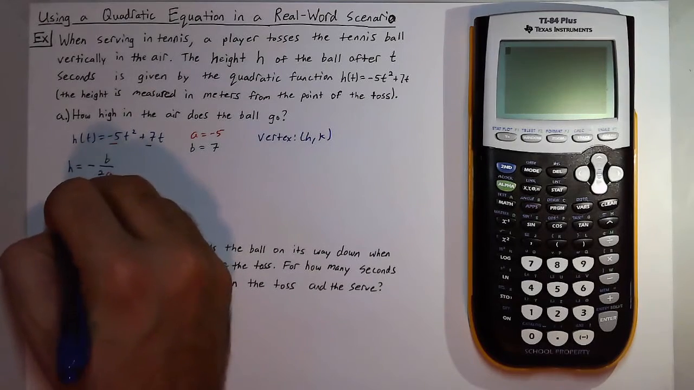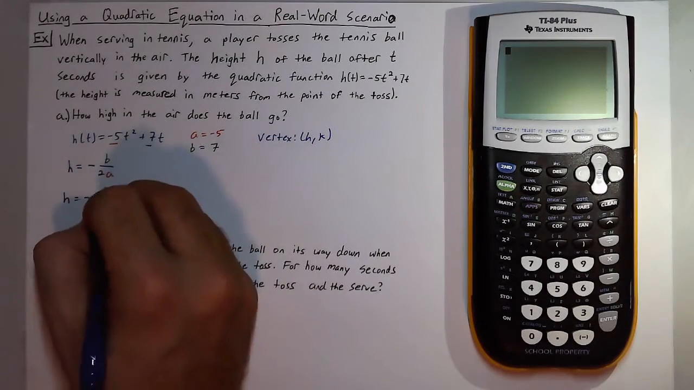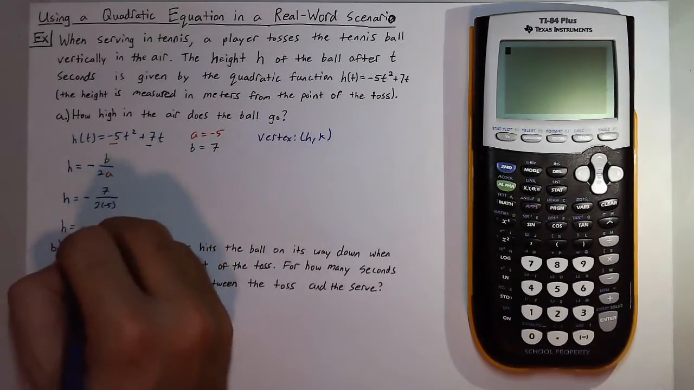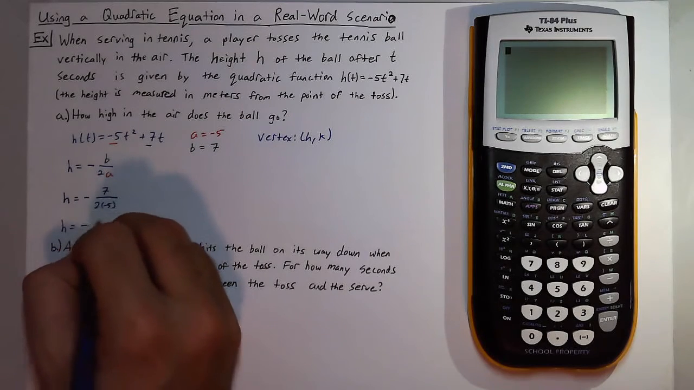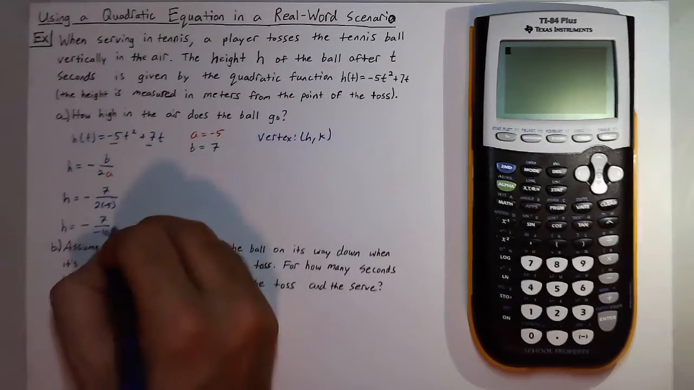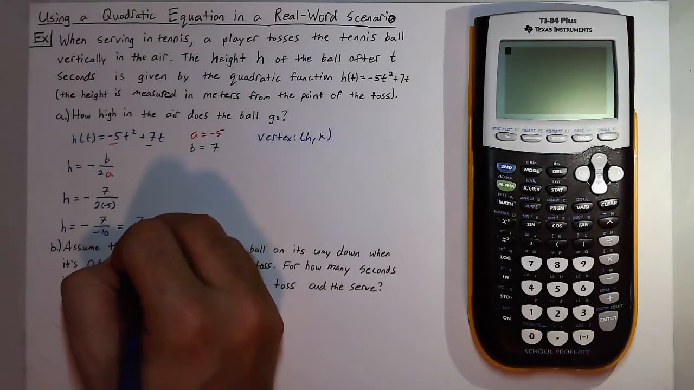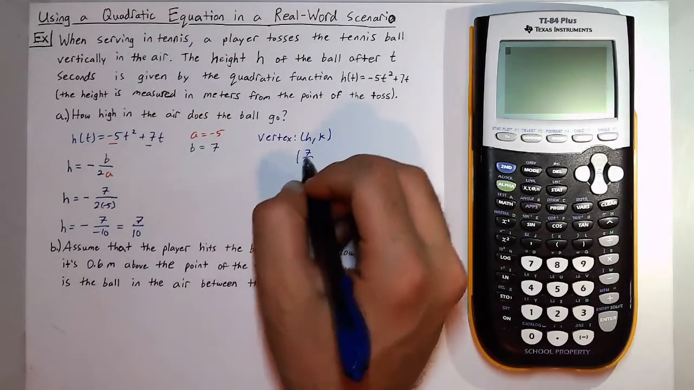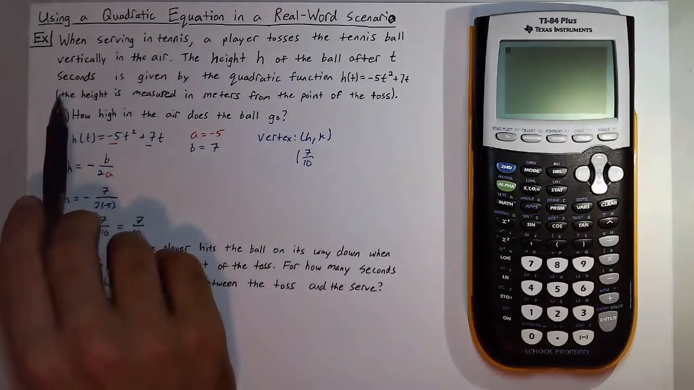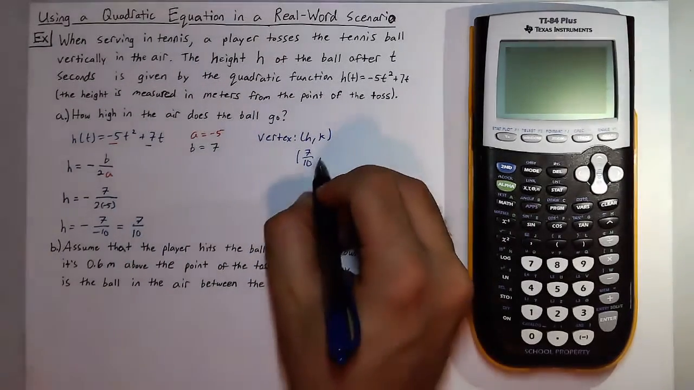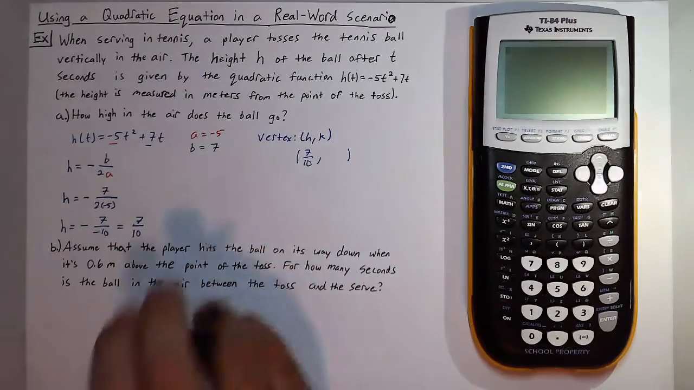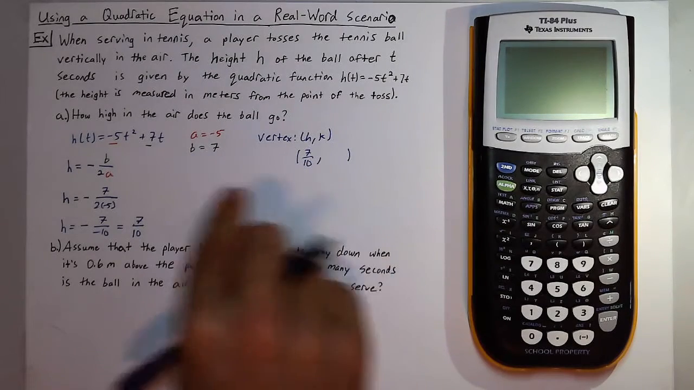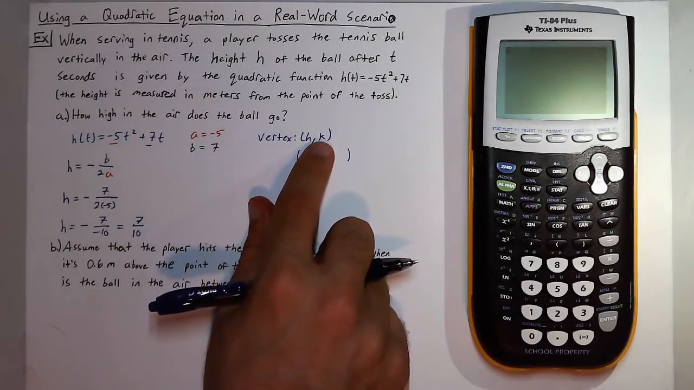So h is equal to negative 7 over 2 times -5, which simplifies to -7 over -10, and then the negatives cancel, 7/10. So I know the x value is 7/10. So after 7/10 of a second, I'm at the highest point in the toss. But how high up in the air does the ball go from the hand? Well, to figure that out, I need to take this number and plug it back in to find the y value, which will tell me the height.